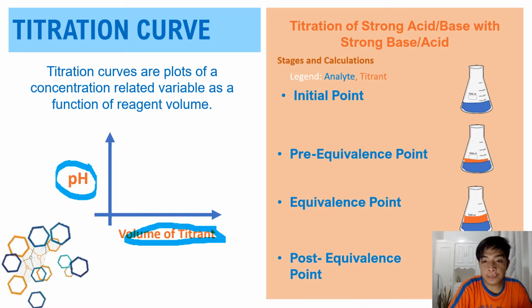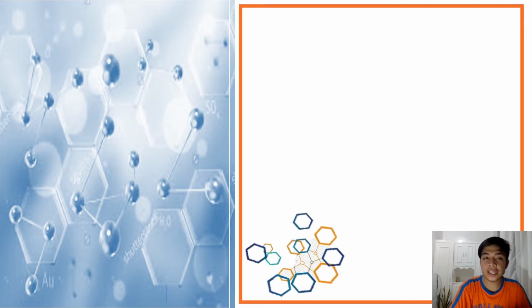And last is the post-equivalence point. At the post-equivalence point, all of your analyte has reacted and the titrant is what's left in the solution. So basically, the pH will be based on the concentration of the titrant. Now that the concept of the titration curve is clear to us, let us proceed to the actual problem.